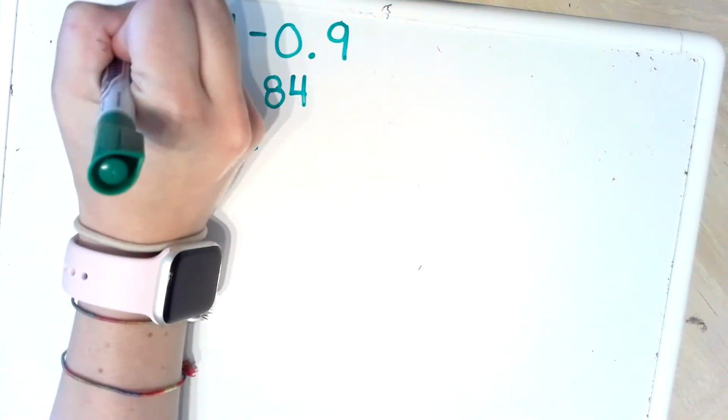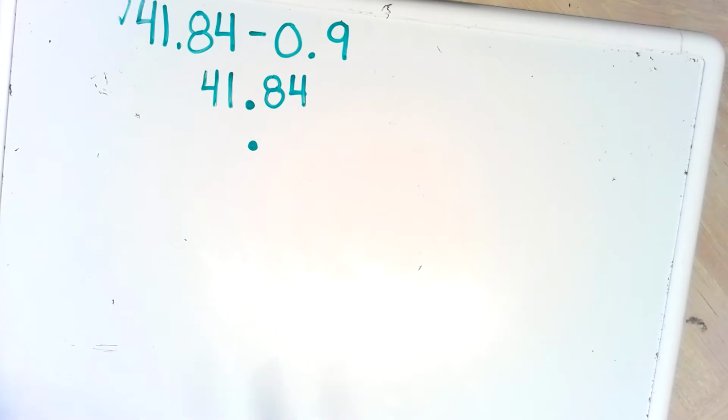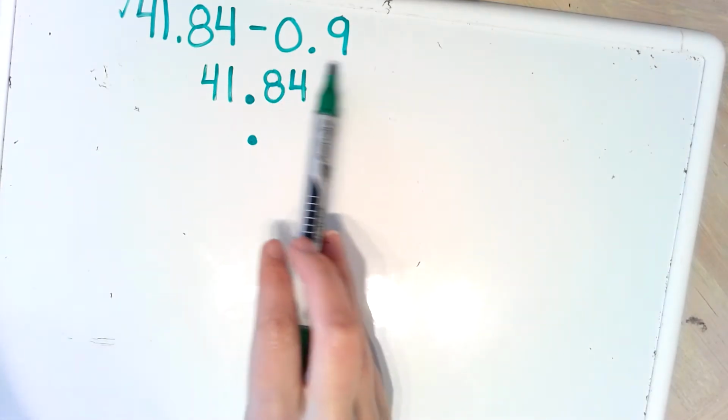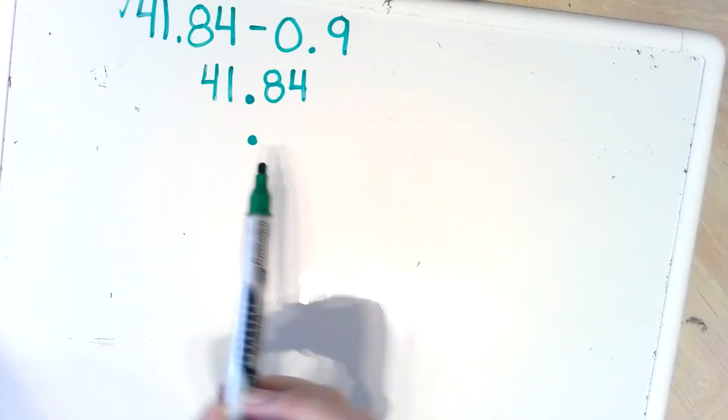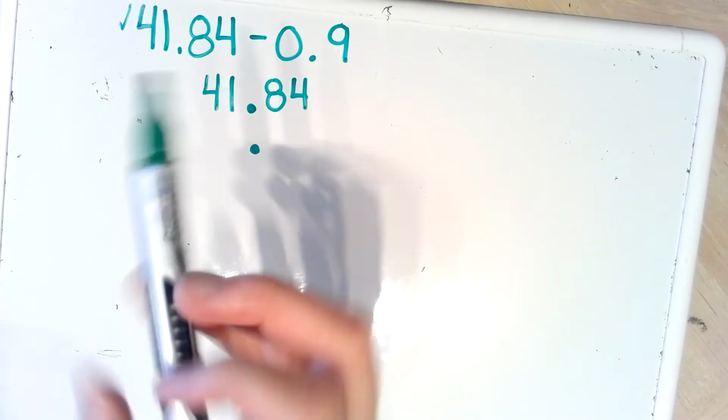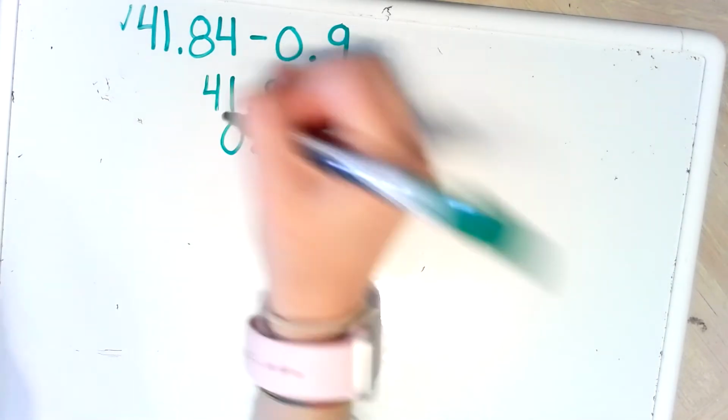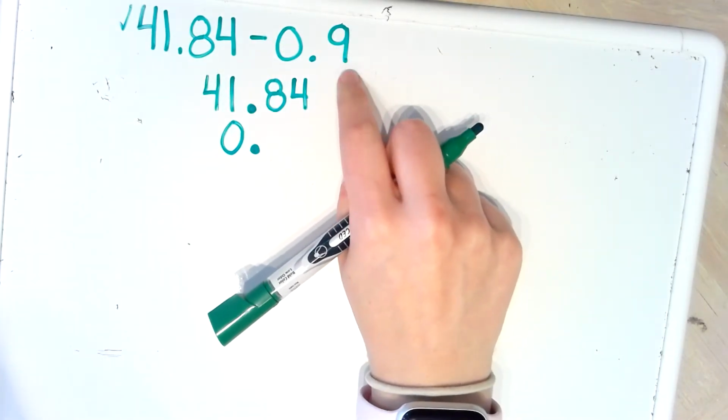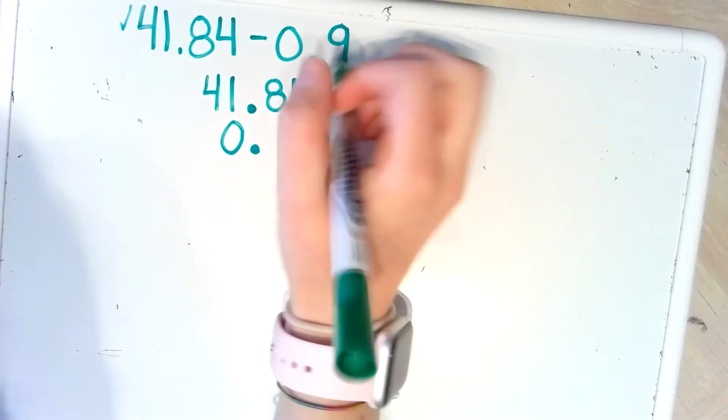So I included my 41 and 84 hundredths. Now I'm going to fill in my 9 hundredths. So in front of this decimal, I have a 0. And after this decimal, I have a 9.